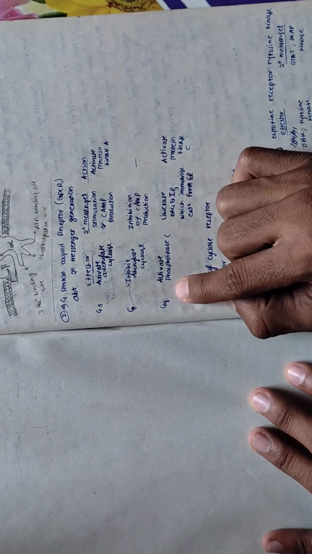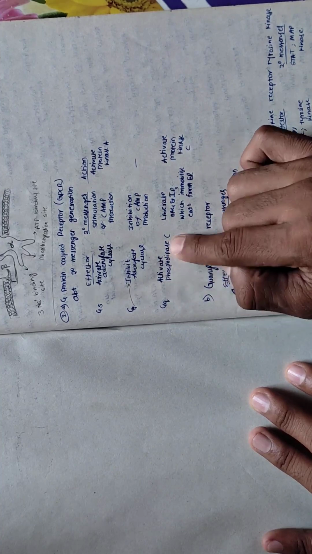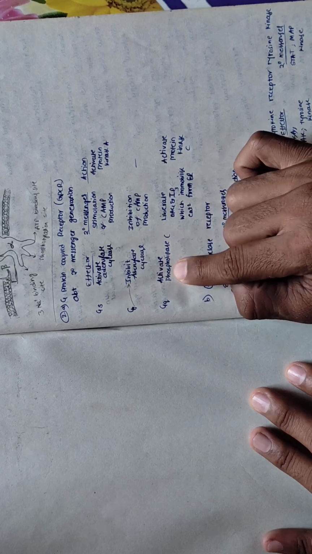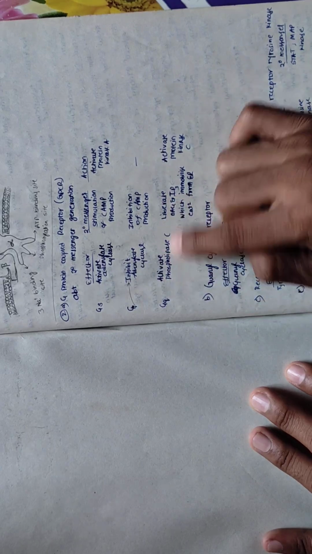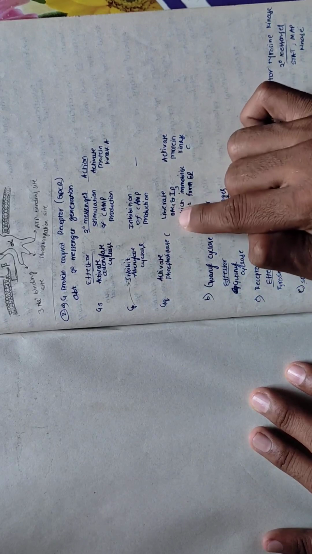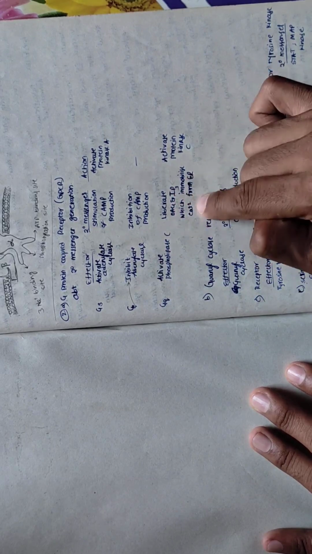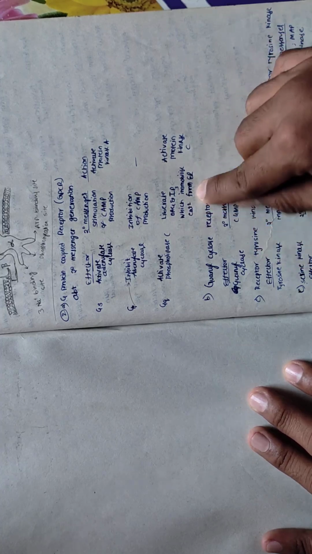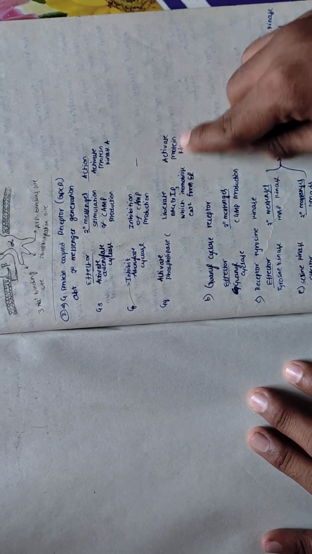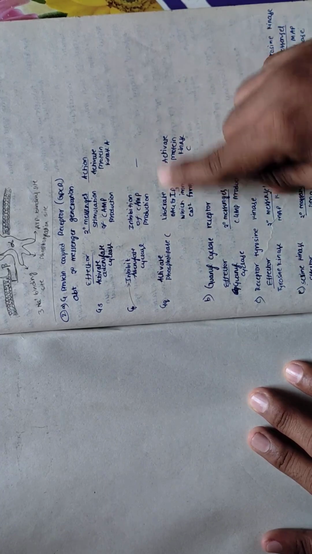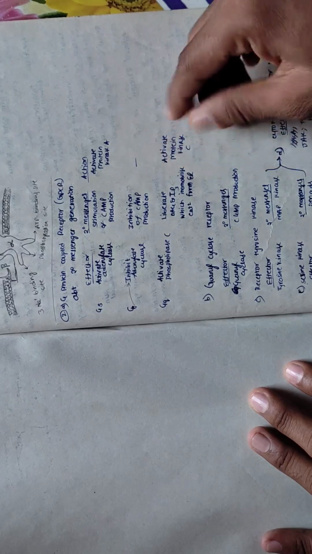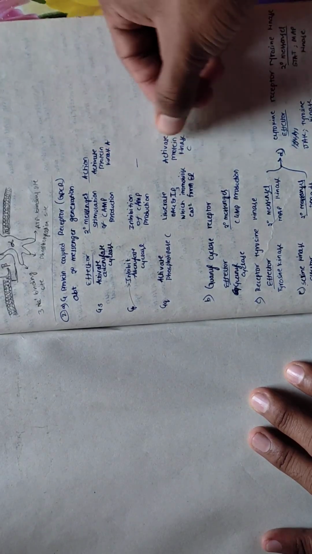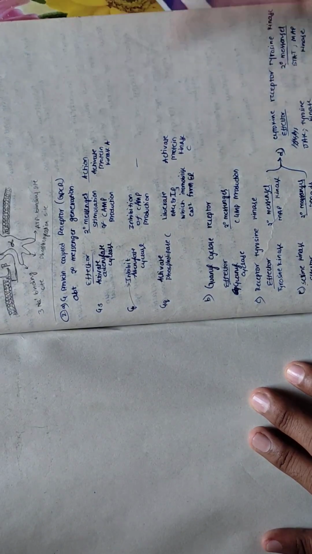Okay, now Gq means it will activate phospholipase C. Phospholipase C will generate the secondary messengers DAG and IP3, which mobilize the Ca2+ from the endoplasmic reticulum. This leads to activation of protein kinase C. Here A, here C: activate protein kinase A, activate protein kinase C. That's it.